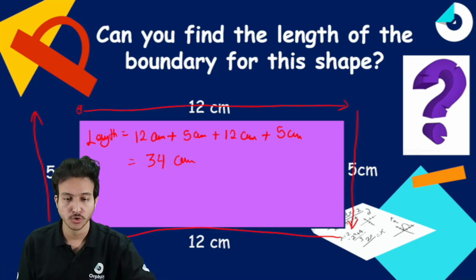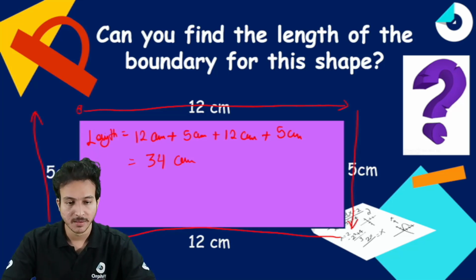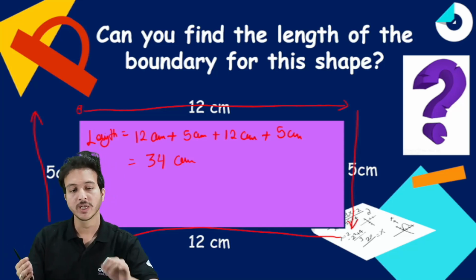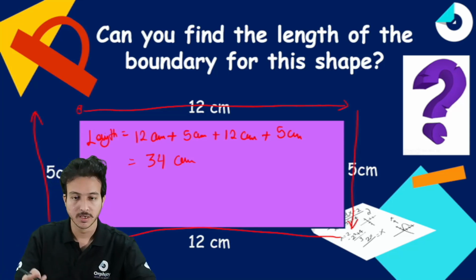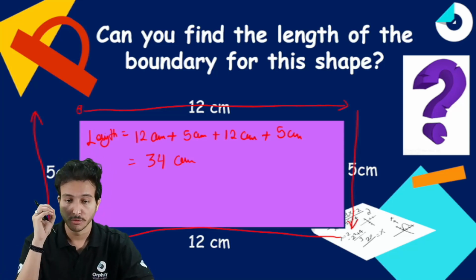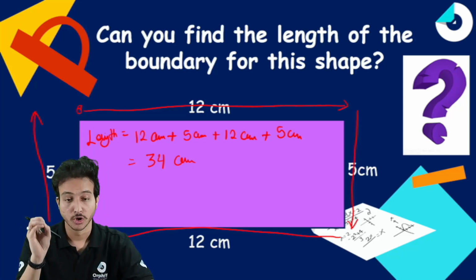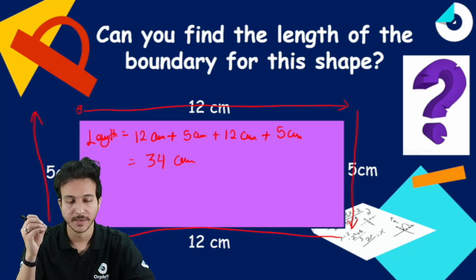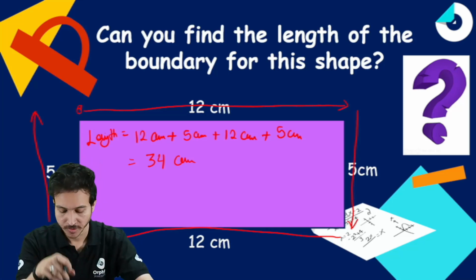So do not confuse whenever someone talks about area, the unit will be in square centimeter, and whenever someone talks about perimeter or length of the boundary, the value comes out to be in centimeter or meter. So you should be aware of this, that centimeter, meter are the unit of perimeter or length of the boundary, while square centimeter or square meter is the unit for area.